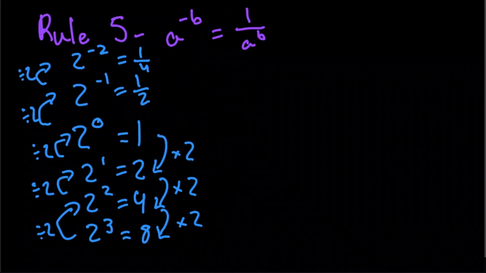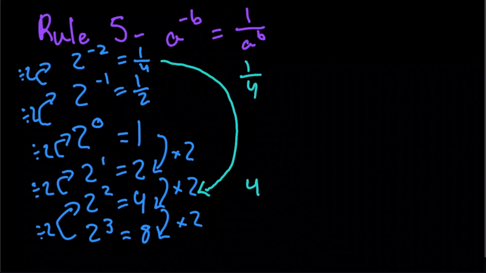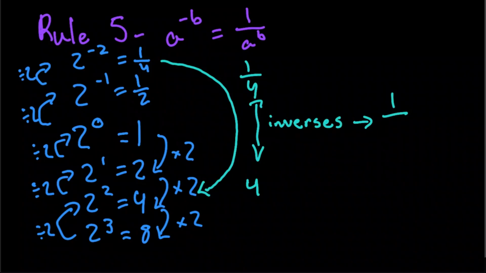Do you notice anything here? 2 to the power of -2 and 2 to the power of 2 are very similar looking. One's 1/4, one's 4. These two are actually inverses of each other. We can get inverses by just doing 1 over the number. So that is actually true. And this is how this rule came to be.